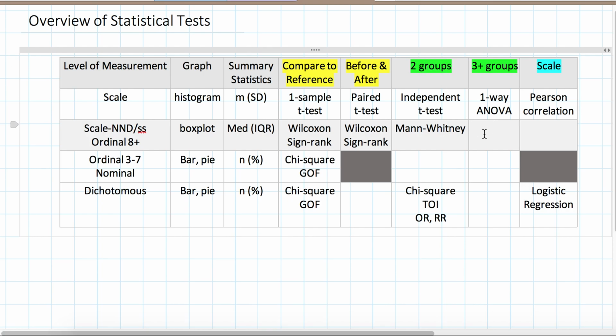If we want to expand that so that we have three or more groups, then we have something called the Kruskal-Wallis test, and that's the non-parametric version of the one-way ANOVA test. And similarly, Pearson Correlation has a non-parametric test. It's called Spearman's Rho.